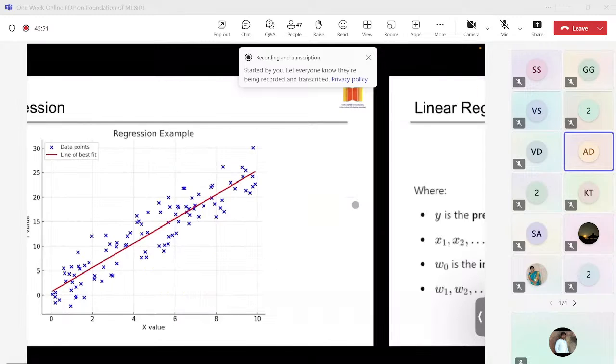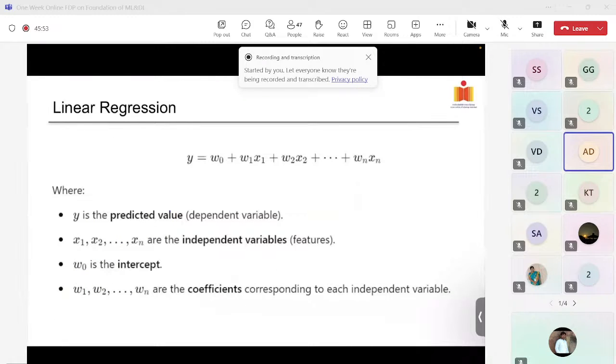Now what does the equation itself look like? This is what the equation looks like. It's a simple linear dependency between the independent and dependent variables. So y is equal to w0 plus w1 x1 plus w2 x2, and so on up to wn xn. Here w0 is the intercept or bias, x1, x2, to xn are the features or independent variables, and y is your output or the predicted variable. The goal of linear regression is to learn these w values.